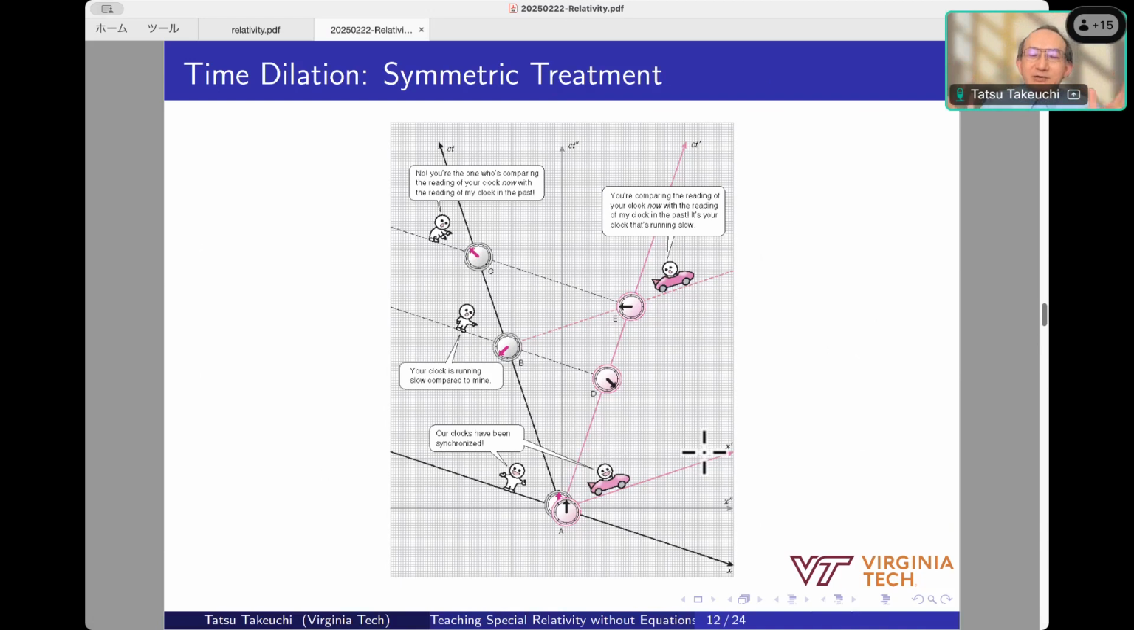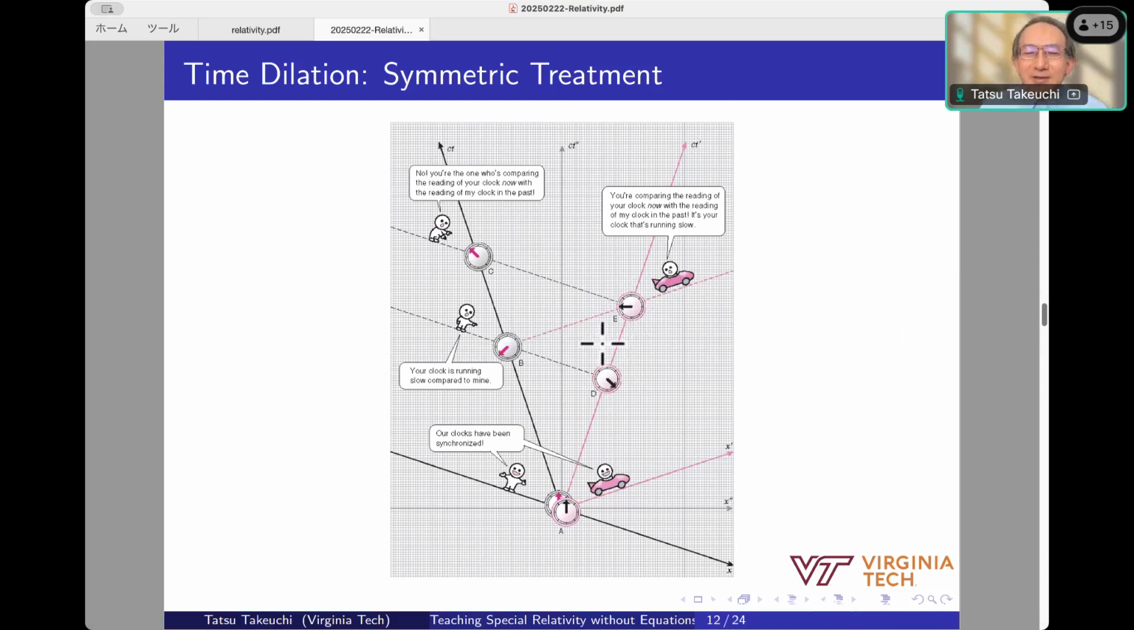Many students are confused when you tell them about time dilation because they think, how can the relation be symmetric? And the relation can be symmetric because one observer will be comparing the reading of this clock with that clock, but the other observer will be comparing the reading of this clock with that clock. So they are comparing two totally different things.